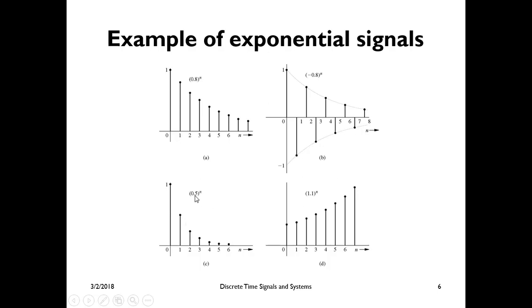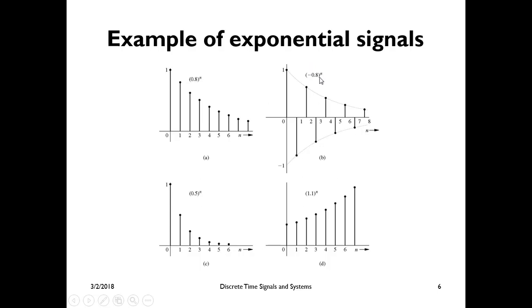But note that here, the magnitude of gamma is less than the magnitude of gamma here. In fact, we're closer to the origin in this case, and so the rate of exponential decay is even faster. In this case, we have 1.1 to the power n, so the magnitude of gamma is greater than 1. It's outside the unit circle. We have an exponentially growing envelope.